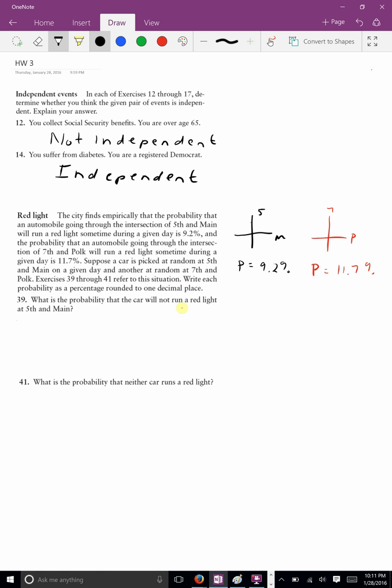Okay. And we're told that we pick a car at each intersection, okay? We pick a car at random at 5th and Main. So here's the car we're going to look at, 5th and Main. And we pick another car at 7th and Polk. Okay, and we want to ask some questions.